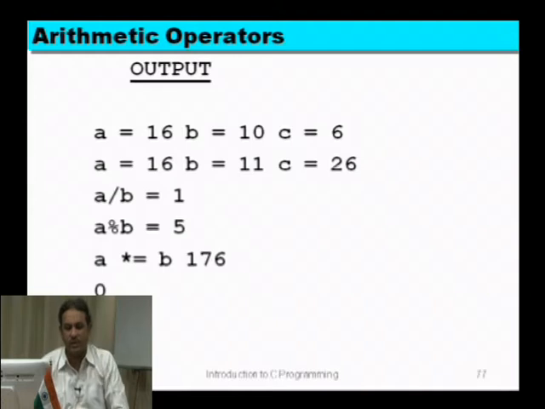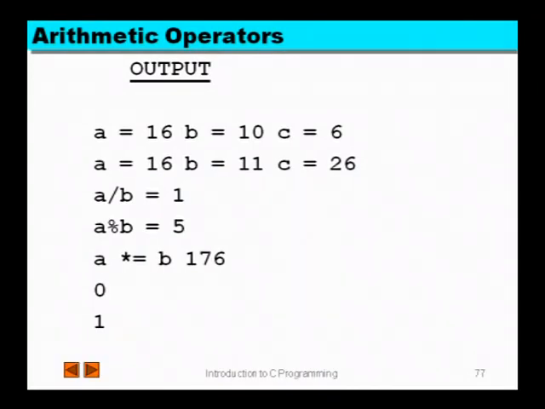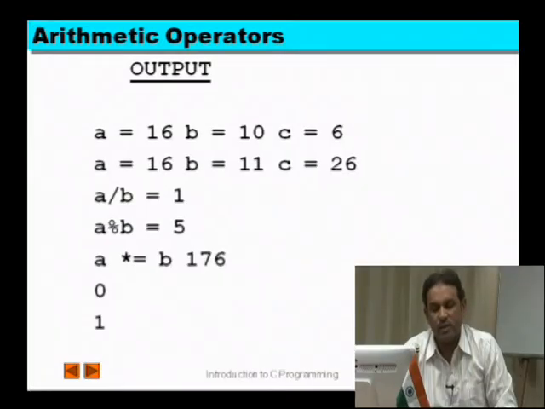The value of a is 16, b is equal to 10, c is equal to 6. Then a is equal to 16, b is equal to 11, c is equal to 26. Then a divided by b is 1, a modulus b is 5, a *= b is 176. So 0 and 1. Yes. So this is how the operators will be evaluated.